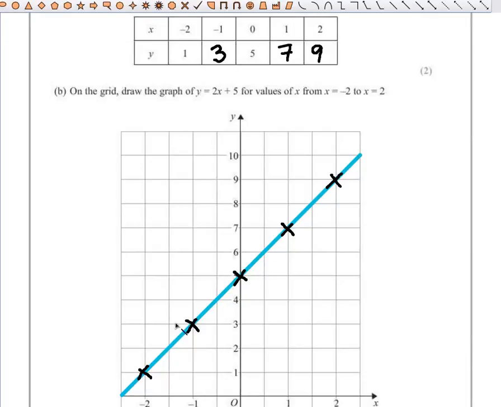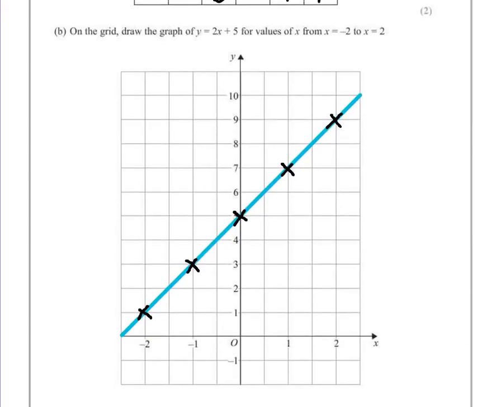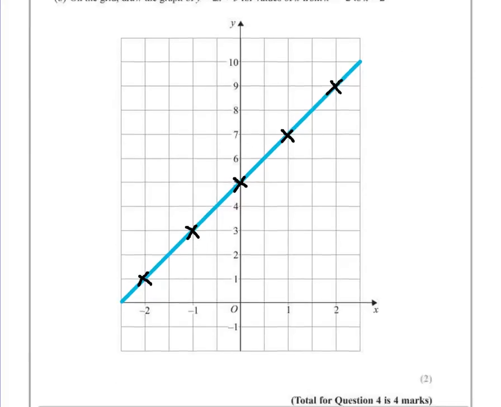If you only joined the points together, you risk losing a mark there, because a linear graph could be for any values. Now, it does specify here though that you're drawing a graph from values x is minus 2 to x equals 2. So as long as your line goes between those 2 values, you should be okay, and we'll get your 2 marks.